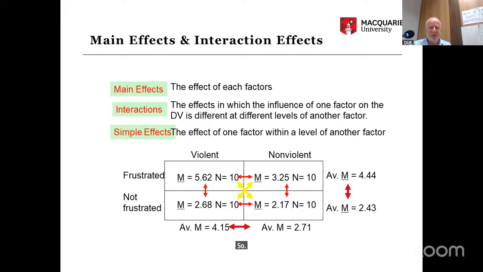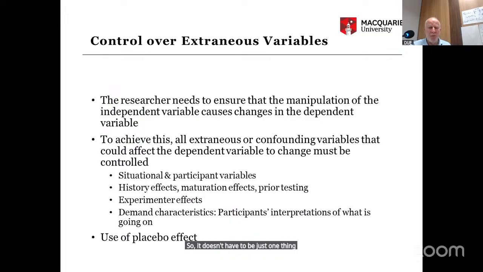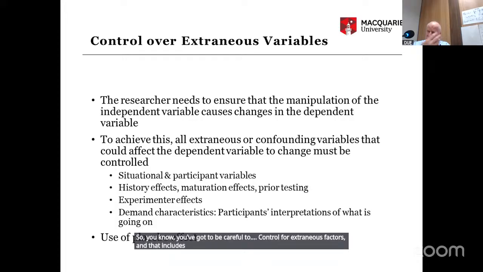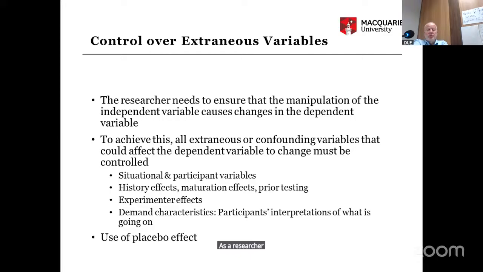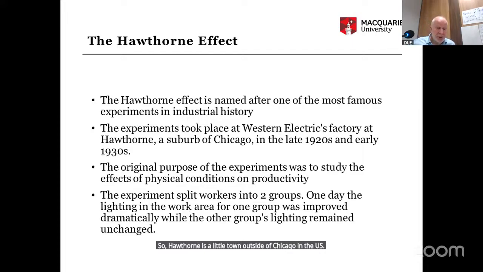So it doesn't have to be just one thing that you're changing. You've got to be careful to control for extraneous factors, and that includes the effect of you yourself as a researcher. There's a very famous experiment called the Hawthorne experiment. Hawthorne is a little town outside of Chicago in the US. The researchers went to Western Electric's factory there.